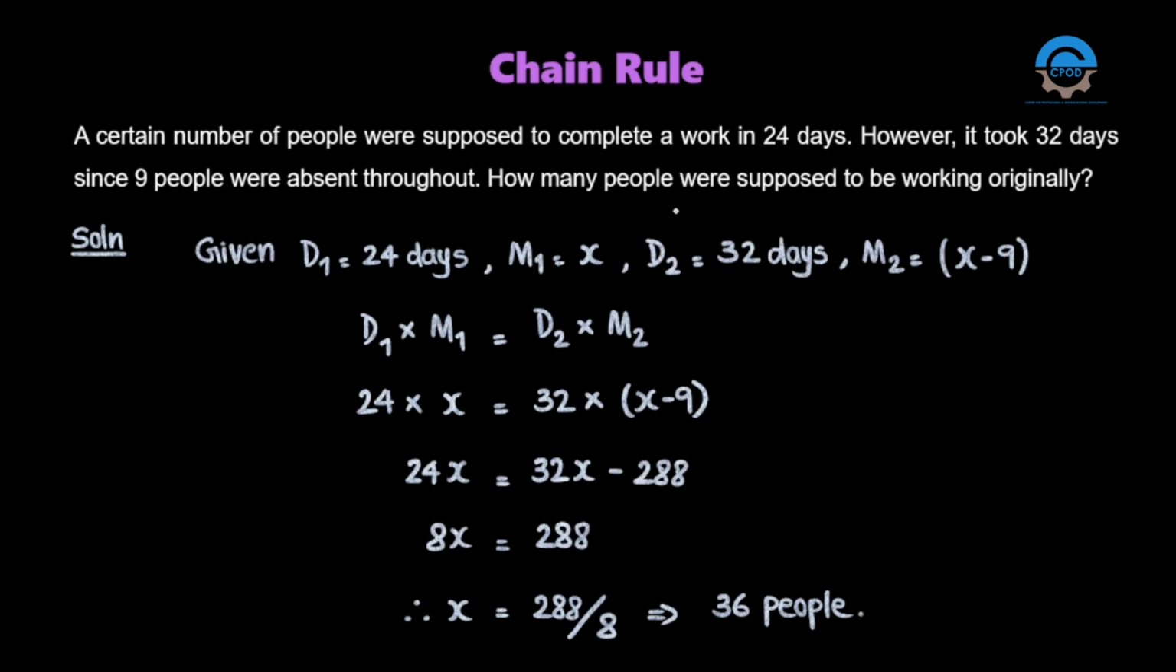So here we have to find the total number of people actually working. But in the second scenario, we have the data that 9 people were less than the original people. So on doing this calculation, we will have X on both sides, and on equating X and the numbers on both sides separately, we are getting the value of X, and hence we got the value as 36 people.